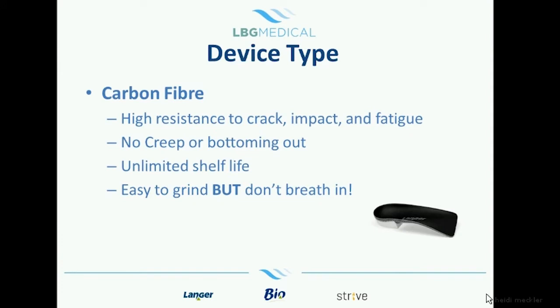Now, we're going to have a little look at some of the different materials that we use. So first one here is carbon fibre. This is an excellent material. And that's because it has a very high resistance to crack, to impact, and to fatigue. It also doesn't creep like some of the plastics do, and it doesn't bottom out. It's got an unlimited shelf life. It looks great, and patients tend to like it because it reminds them of racing cars.